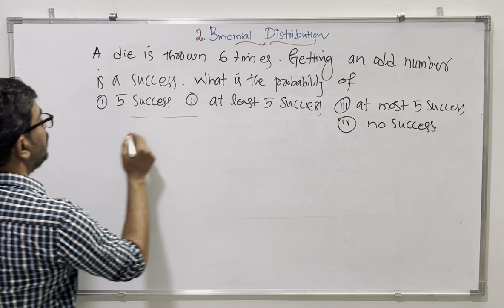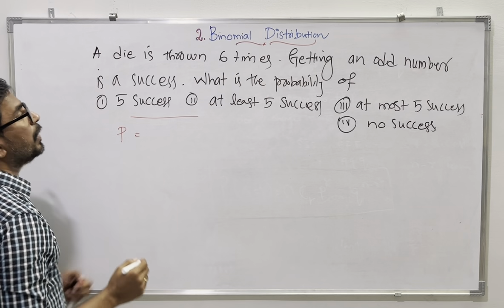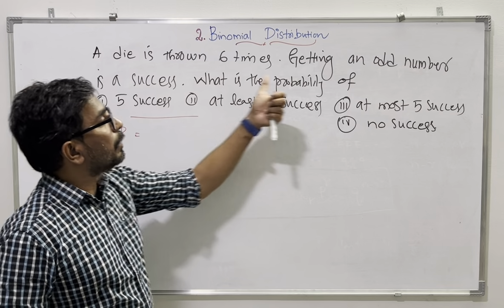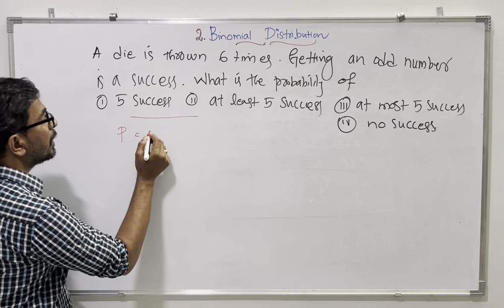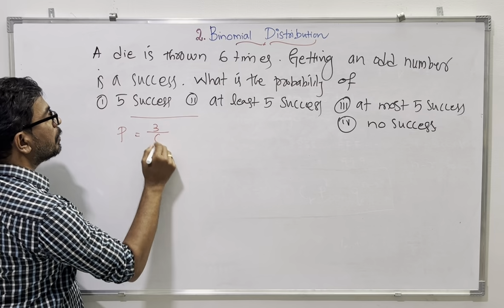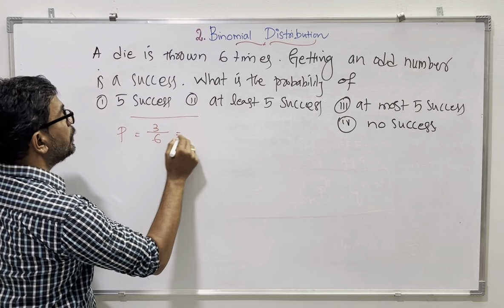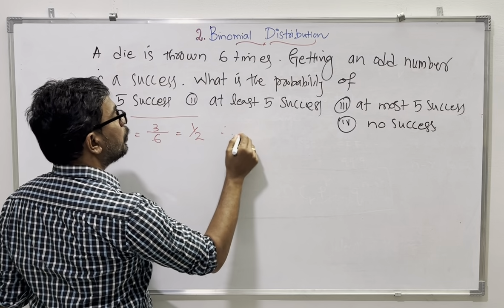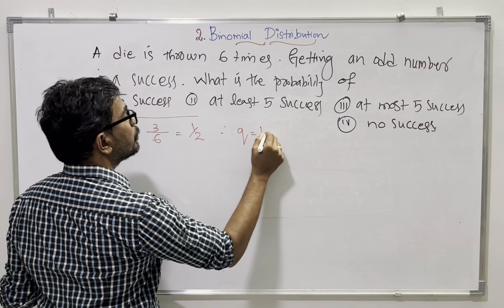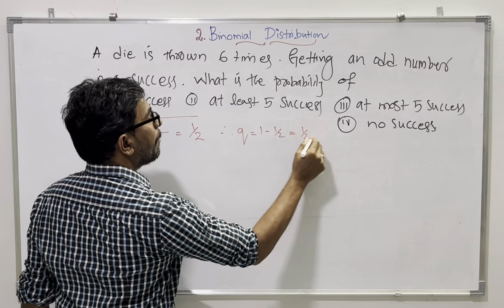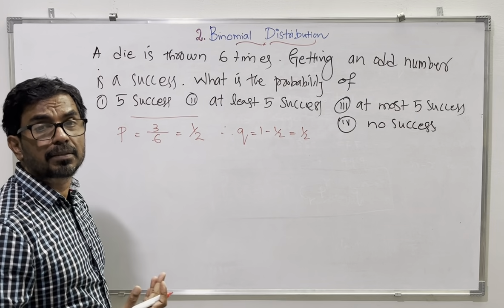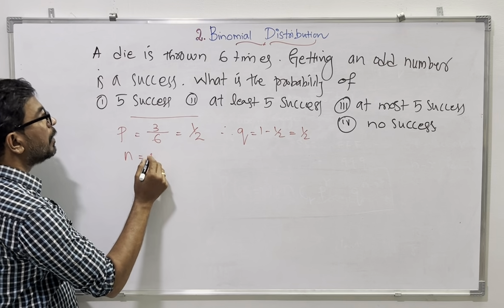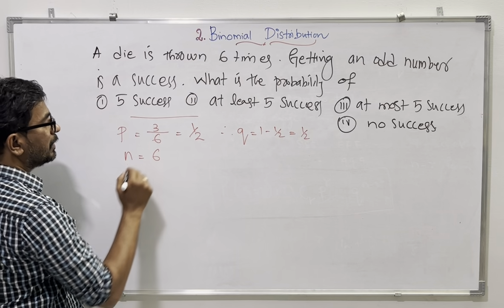And I will write P first. When you throw a die, you get an odd number as a success. How many odd numbers are there? 3 odd numbers out of 6. So the P value will be 1 by 2. Therefore, Q also will be 1 minus 1 by 2, that is also 1 by 2. Or you can write that also as 3 by 6, because 3 even numbers are there. And N is the total number of trials, that is 6.